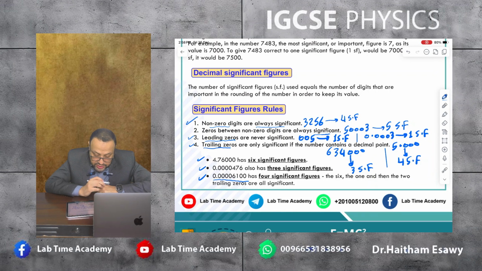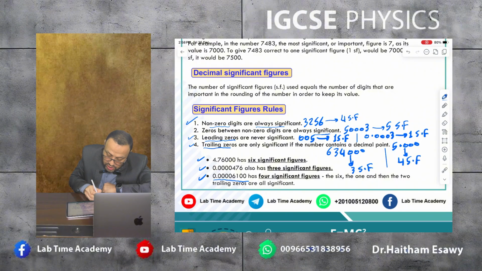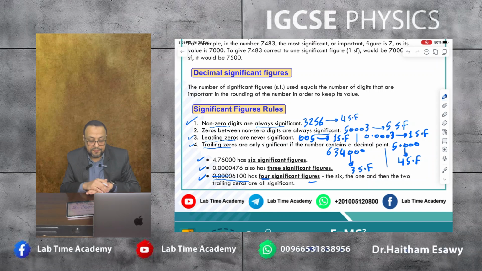0.0006100. Actually, we said zeros on the left, leading zeros, are not counted, not significant figures. So cancel all of them. And zeros on the right, we can count them because we have a decimal here. So we have 1, 2, 3, 4. So we have 4 significant figures. It's too easy, ya shabab.